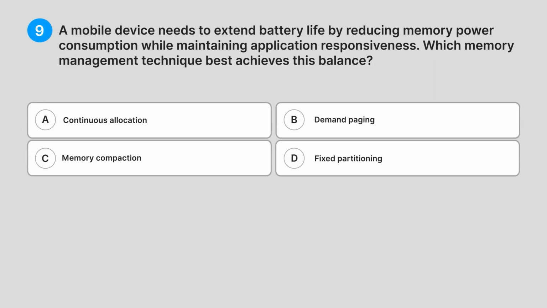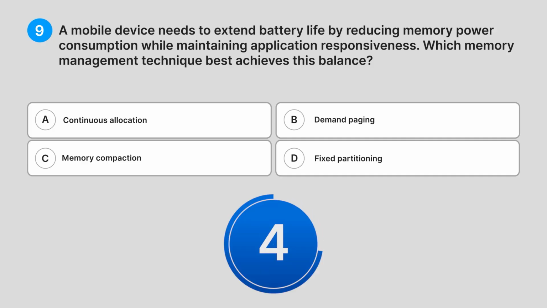9. A mobile device needs to extend battery life by reducing memory power consumption while maintaining application responsiveness. Which memory management technique best achieves this balance? A. Continuous allocation. B. Demand paging. C. Memory compaction. D. Fixed partitioning. Can you guess the answer?